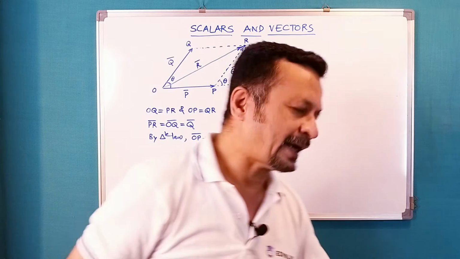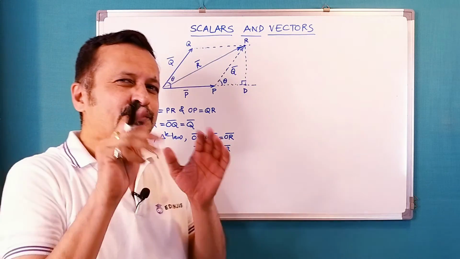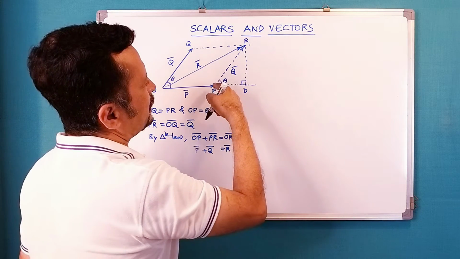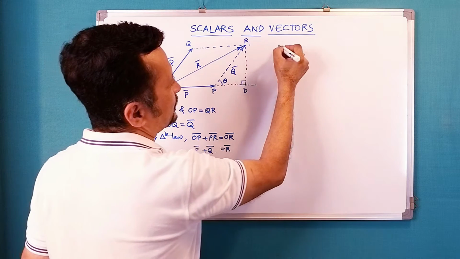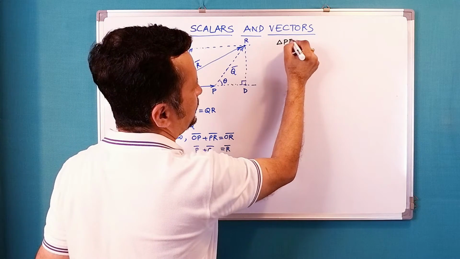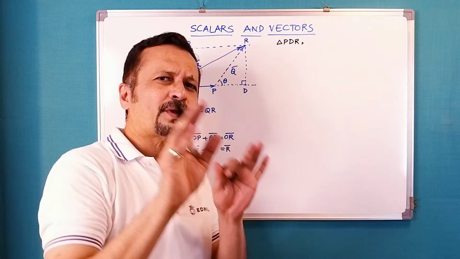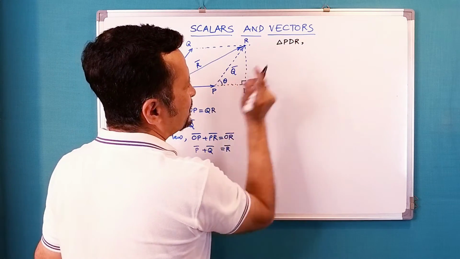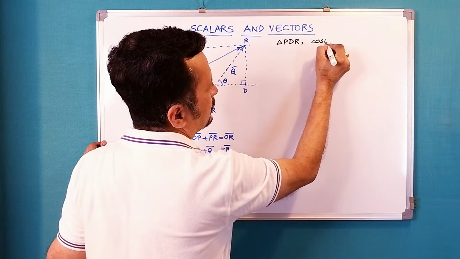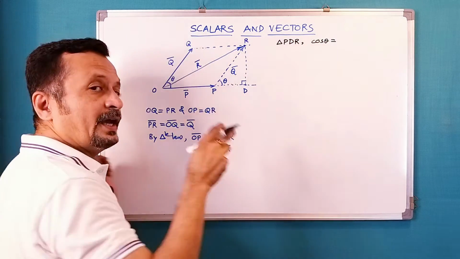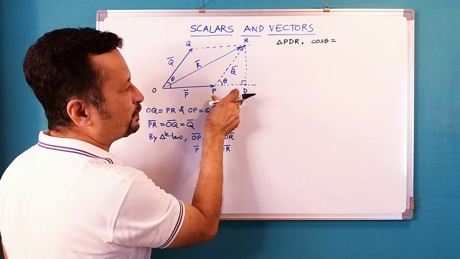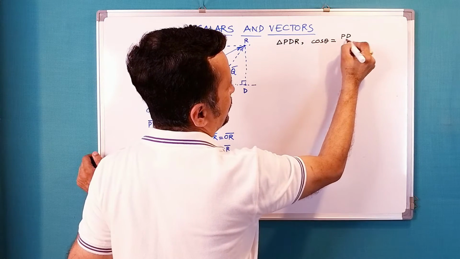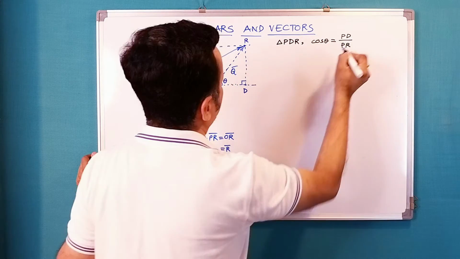Right. If that angle is theta, then let us do a little trigonometry here. In triangle PDR, I am going to write some trigonometric ratios. I would say my cos theta is equal to adjacent upon hypotenuse. Adjacent is PD and hypotenuse is PR. So cos theta is PD upon PR, correct.